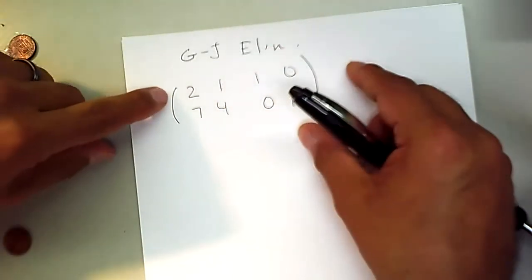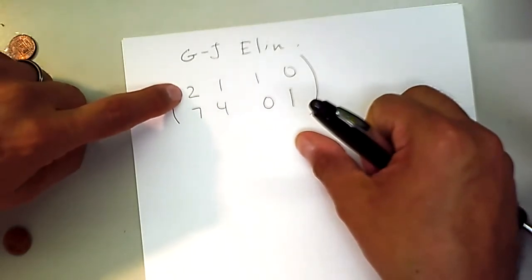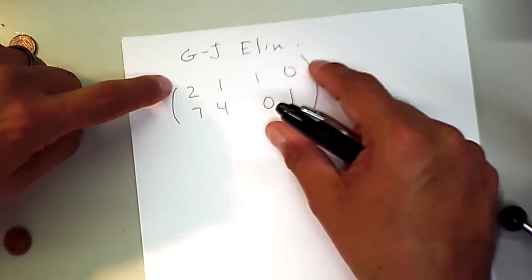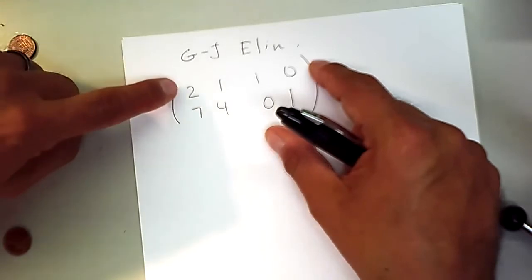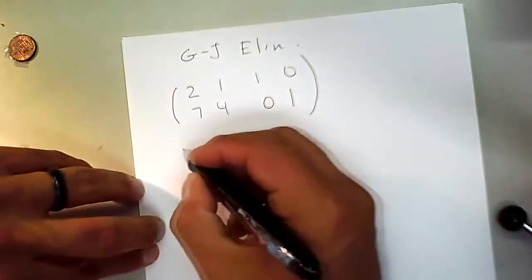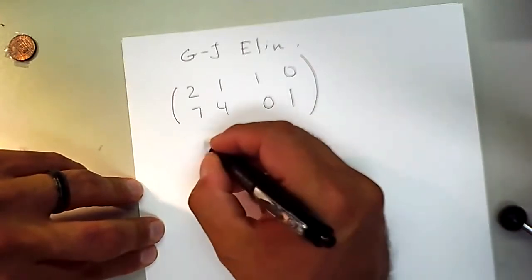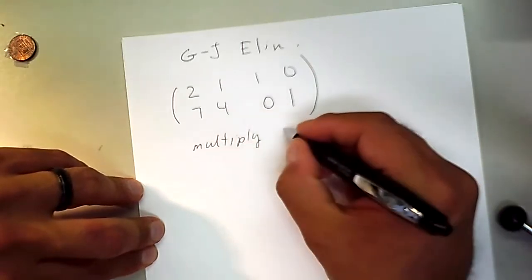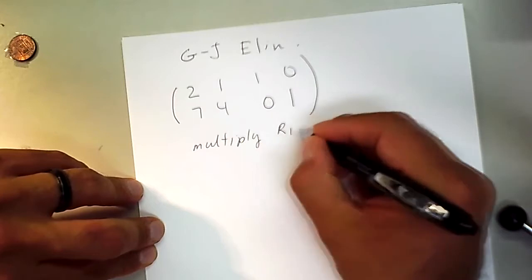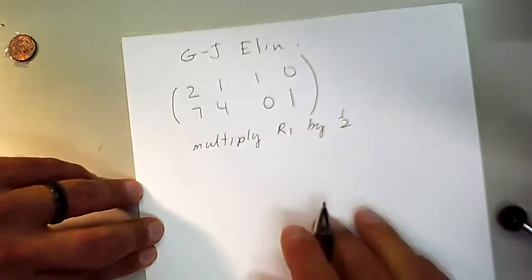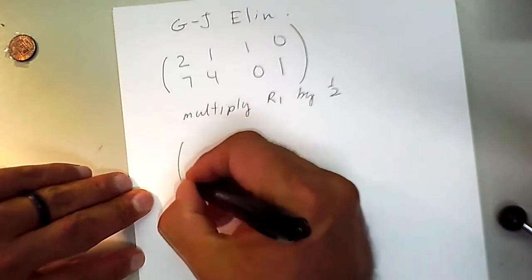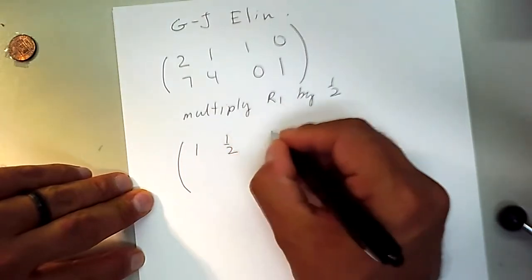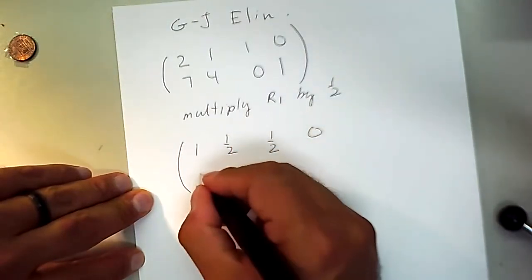All right. So to make things easy on us, we divide this row by 2, which is the same thing as multiplying by a half. So we're going to multiply row 1 by 1/2 and obtain a new matrix. That's going to cause this to be 1, 1/2, 1/2, 0, and keep the second row the same.